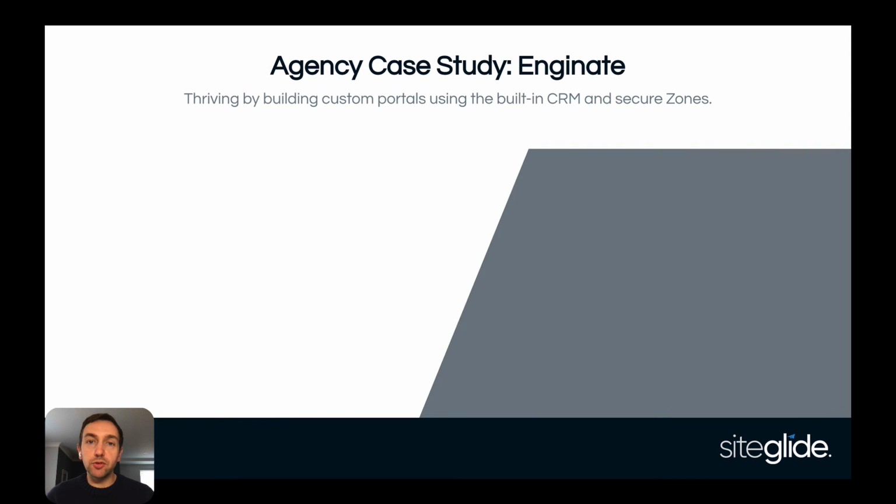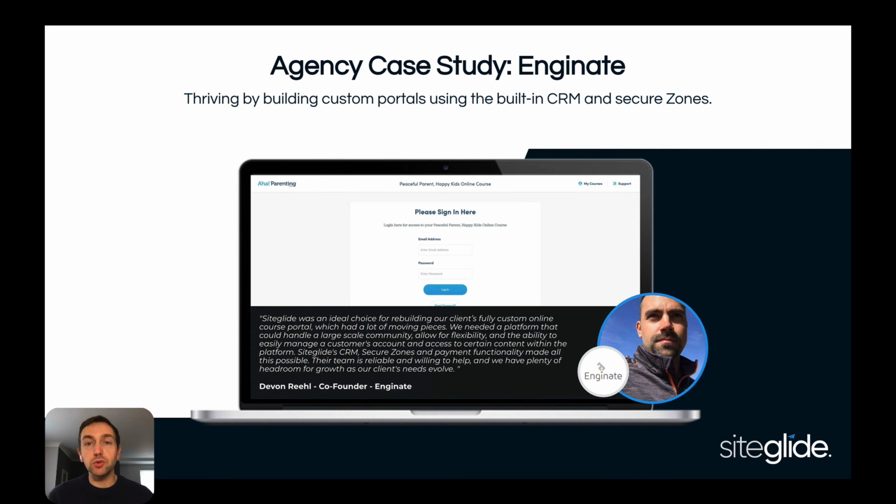And finally, we have US-based agency Enginate, who specialise in building more complex projects for clients, including online courses and customer portals, typically using the CRM and the secure zones features that they liked from Business Catalyst, and now they can get far more flexibility and results from using Siteglide. Aha Parenting, as an example, was a large online course, possibly one of the largest on Business Catalyst, that they've been able to migrate across and improve in the process.